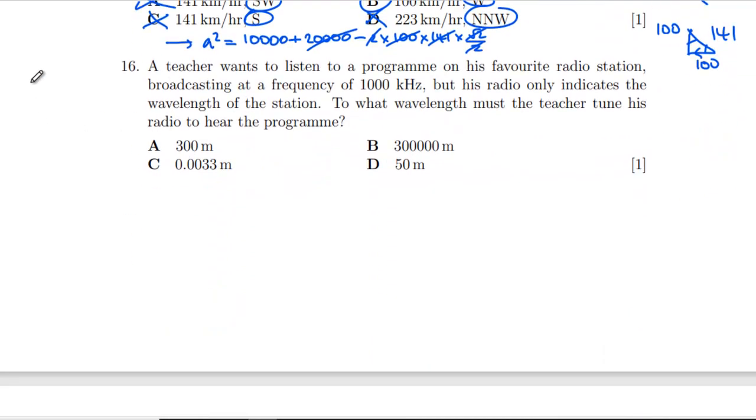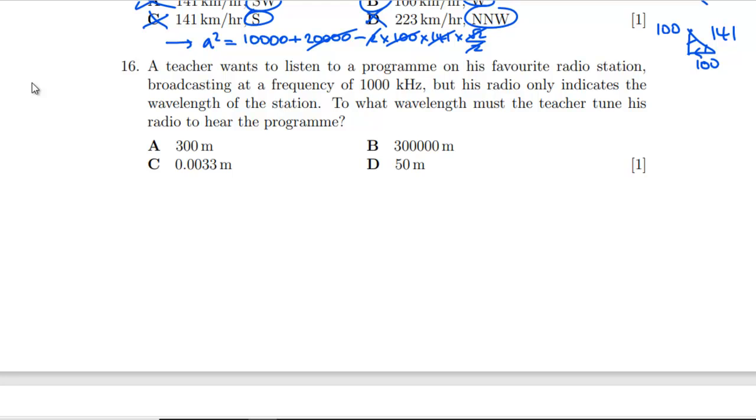I like that. Question 16. If a teacher wants to listen to a program on his favorite radio station broadcasting at a frequency of 1,000 kilohertz, but his radio only indicates the wavelength of the station.